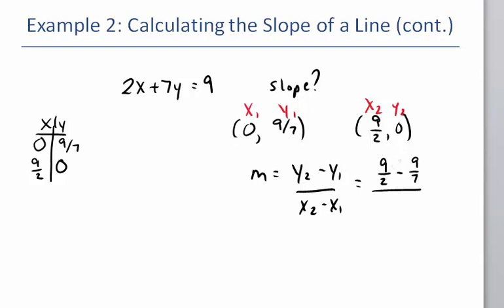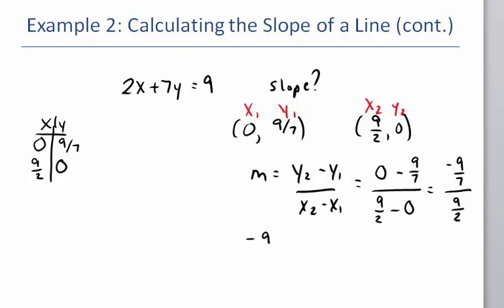No, I'm sorry. Let me fix that. The y2 is 0. And the y1 is 9/7. The x2 on the bottom is 9/2. And the x1 is 0. And so when we subtract, we'll have a negative 9/7 divided by a positive 9/2.